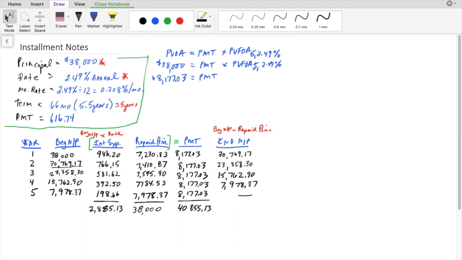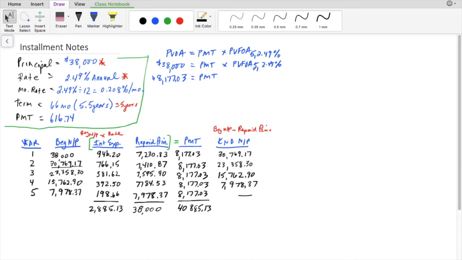in interest. I messed that one up over here too. $40,885. $2,885. Let's make sure that's clear. So my total payments of $40,885 include $2,885 in interest. So over 5 years, borrowing $38,000, I basically had to pay the bank almost $3,000 for the use of the bank's money.